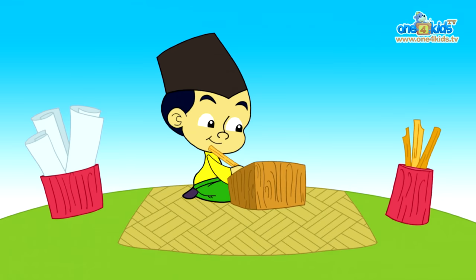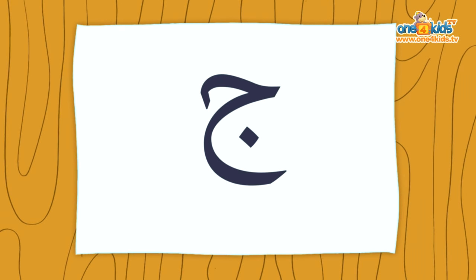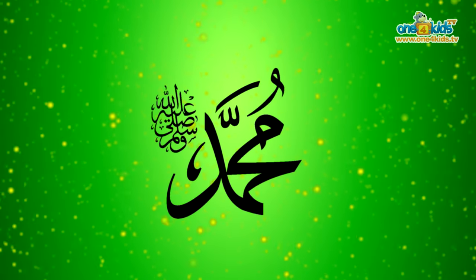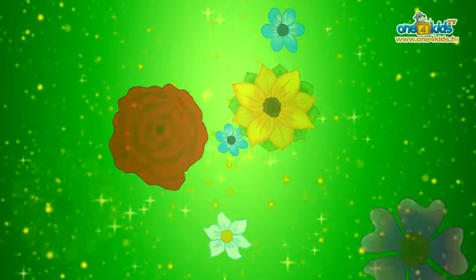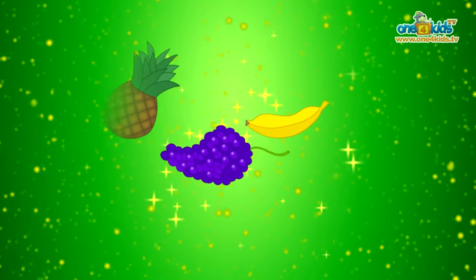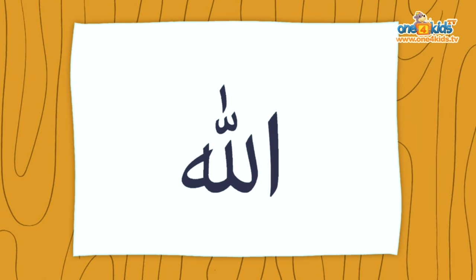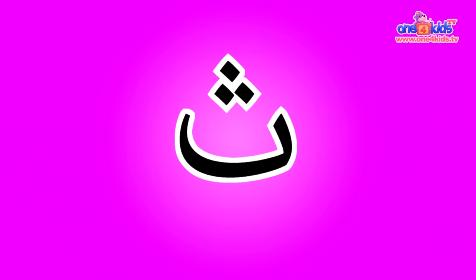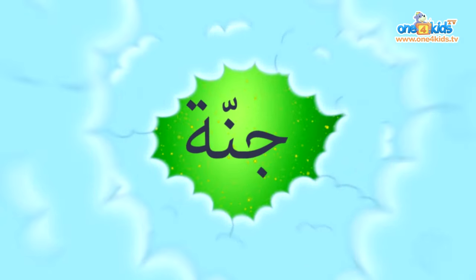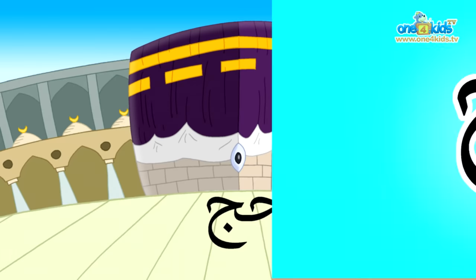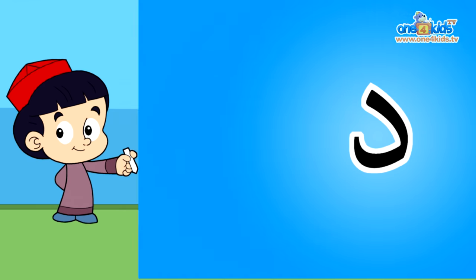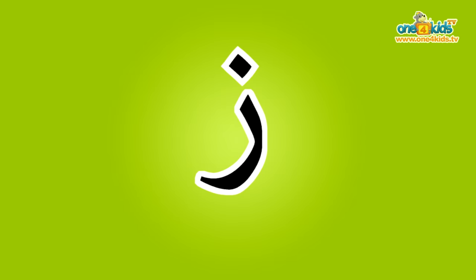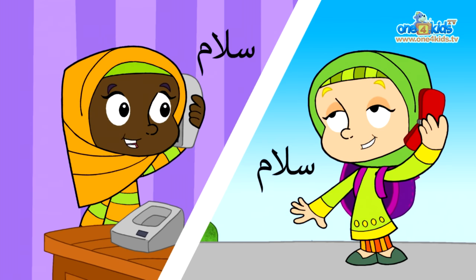We're learning the Arabic alphabet so we can read and learn Al-Quran, the language of our beloved Muhammad, the last prophet sent from Allah. Alif is for Allah, Ba is for Bismillah, Ta is for Taqwa, and Tha for Thawab. Jim is for Jannah, Ha is for Hajj, Kha is for Khalid, and Dal for Dawood. Dhal is for Dhahab, Ra for Ramadan, Zain is for Zakat, and Sin for Salam.